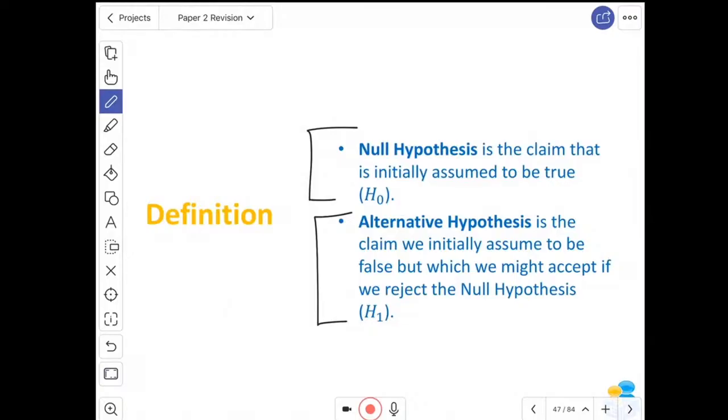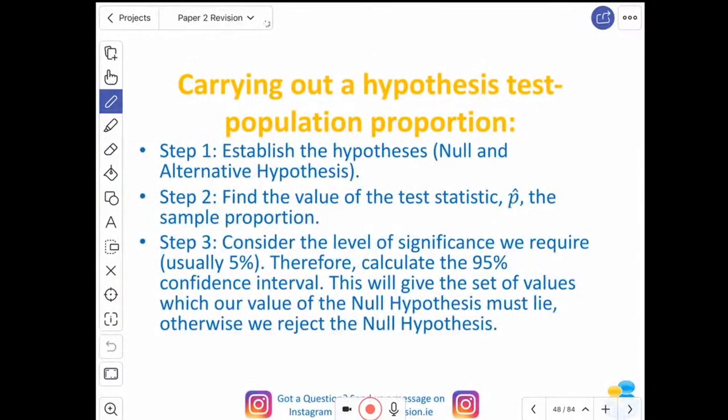So when we're asked to carry out a hypothesis test, you go back to the same two questions again. Is it the population proportion or is it the population mean? And again, that's important because it's going to dictate how you're going to do it. Your 95% confidence intervals are going to help us here loads as well.